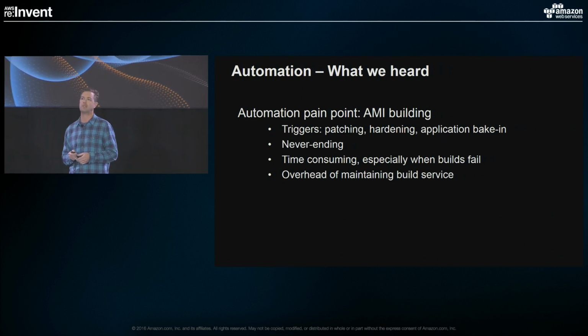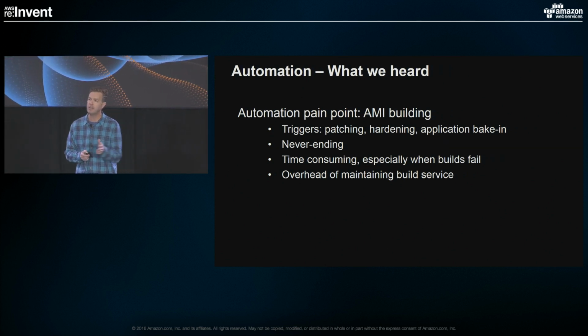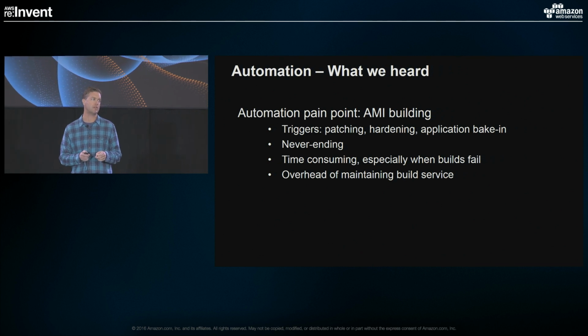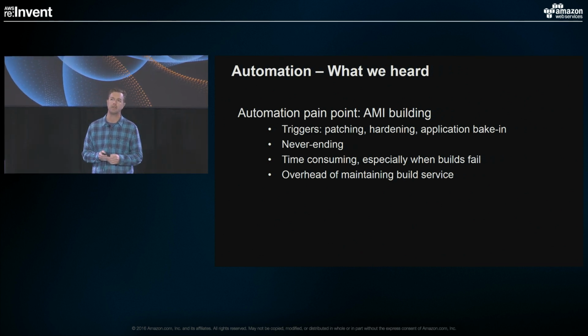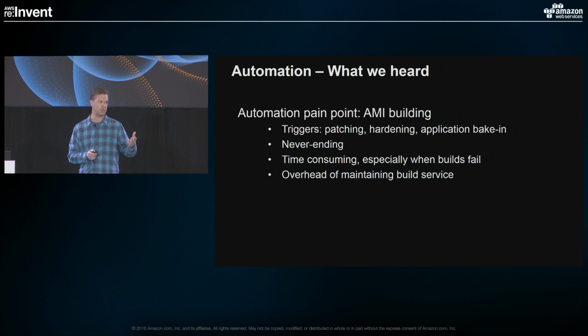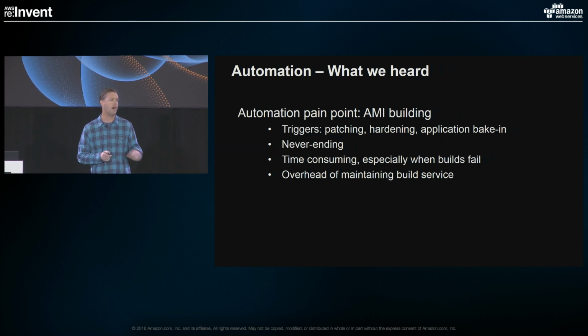While other customers prefer to bake applications into the AMI, which gives them a much faster start time when they're launching, especially from auto-scaling groups. And of course, applications are changing. So these are regular automation build cycles.